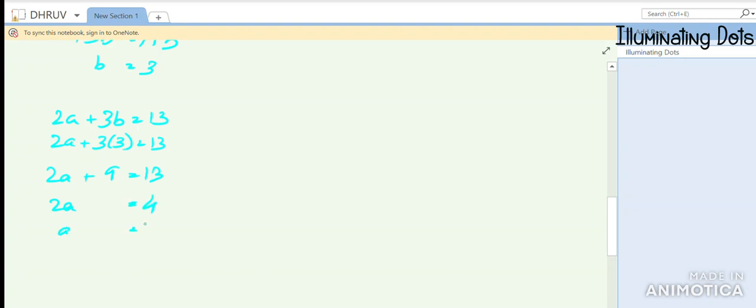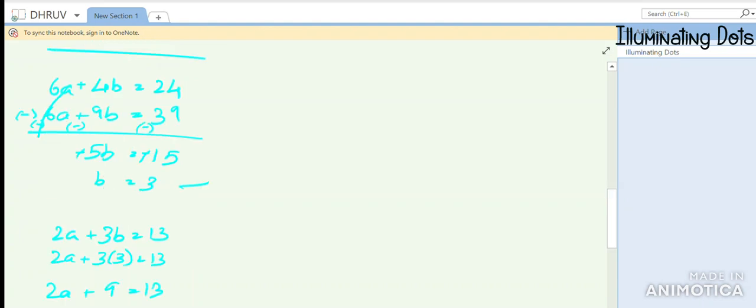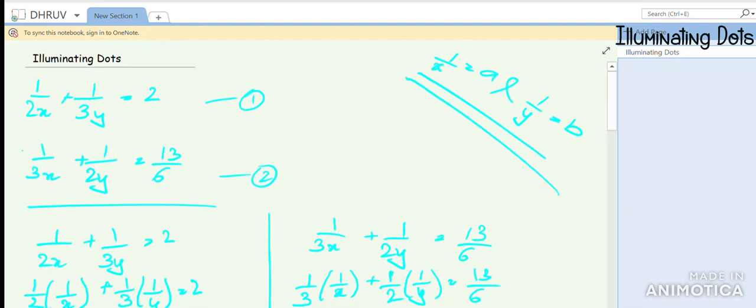I am skipping a few steps, I know, but you do not have to skip any step. So we got the value of b and the value of a. What do we do now? We substitute the values in the assumption we took earlier, because we have to find the values of 1 upon x and 1 upon y, or x and y, neither a nor b.